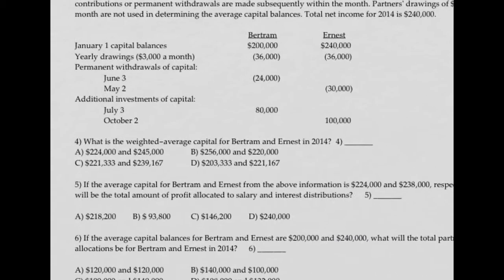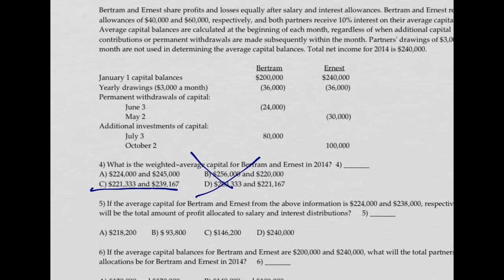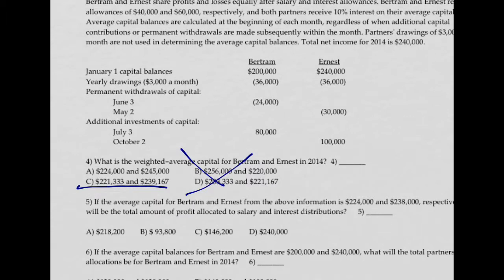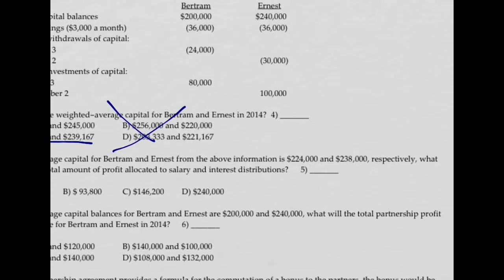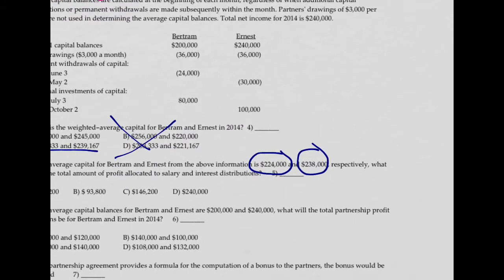Alright, so the next one, the weighted average, we skipped. If you did it, the answer was C. And you can go back and see how you might want to get to that number. What happens in number 5 is we want to know, if the average capital accounts are these, how to allocate the salary. The salary is given to us as 40 and 60 here and here. So we know we have the salary, and then it's a 10% return on capital.